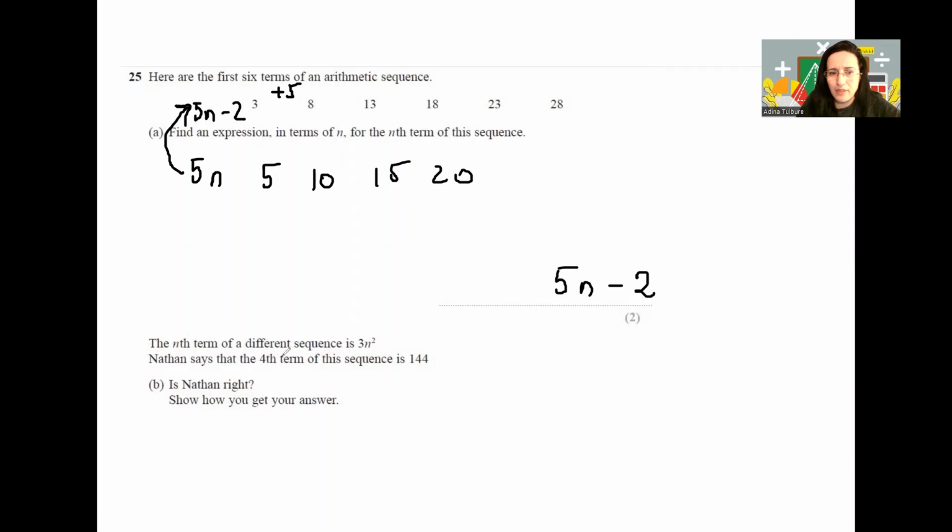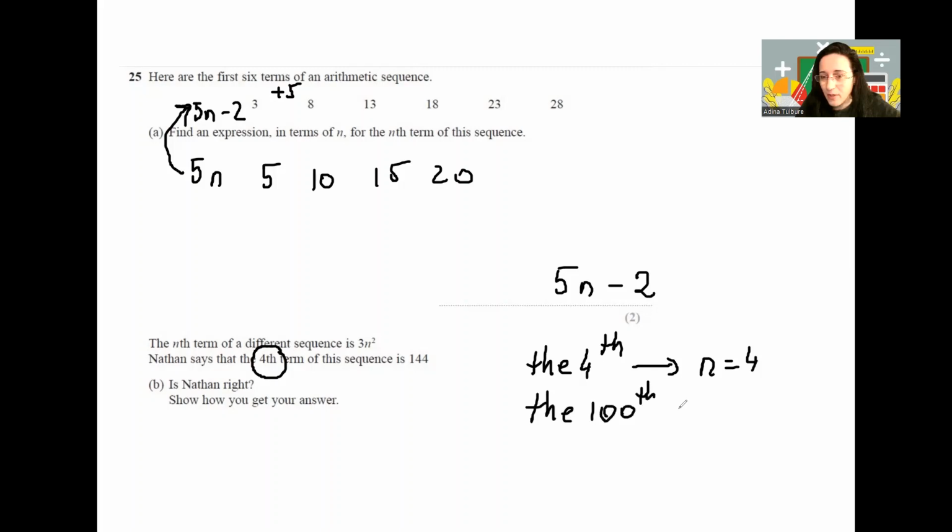The nth term of a different sequence is 3n squared. Okay, Nathan says that the fourth term of this sequence is 144. Okay, the fourth term. So what they are checking here is if you know what that means. So when you see the fourth term, it means n is 4. If you see the 100th term, it means n is 100.